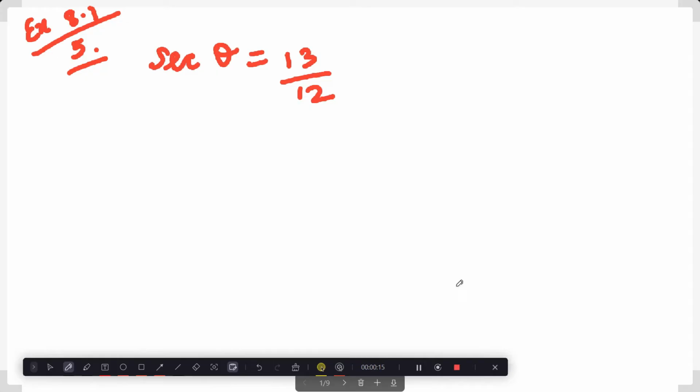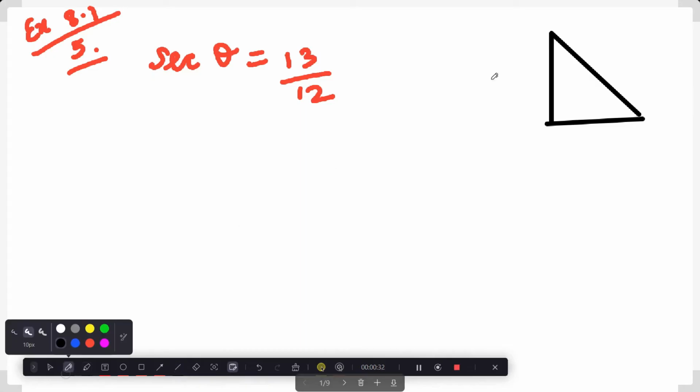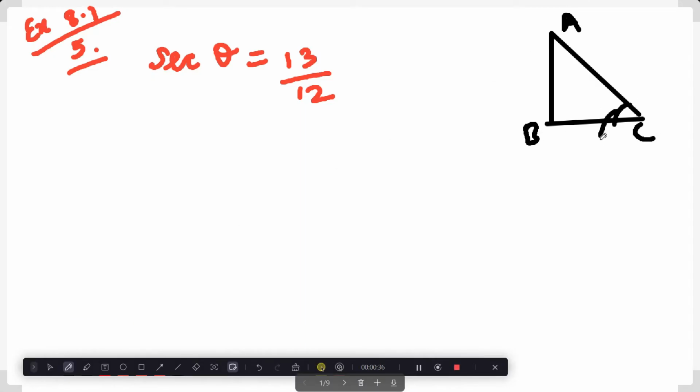So let's move on to question number 5 of exercise 8.1. We've been given sec theta is equal to 13 by 12. Okay. So let's see what is sec theta. Let's assume this is theta. Sec theta. So what is sec theta? It's 1 by cos theta.